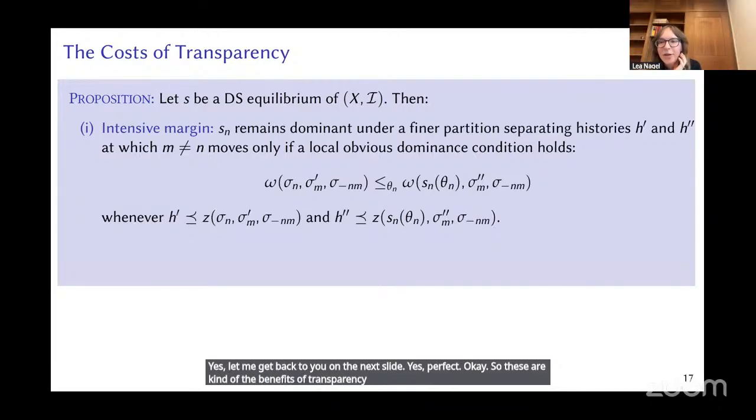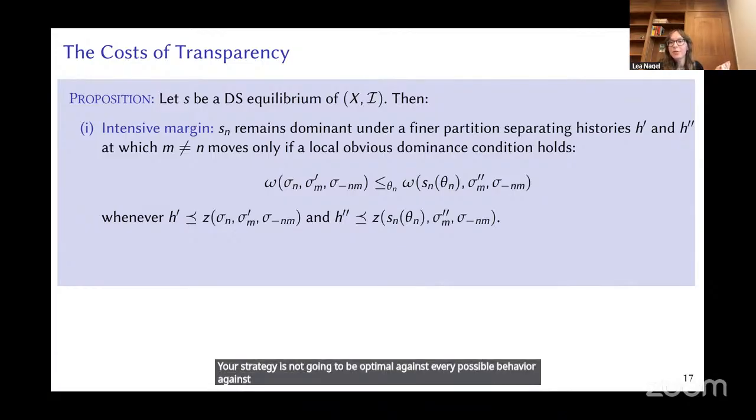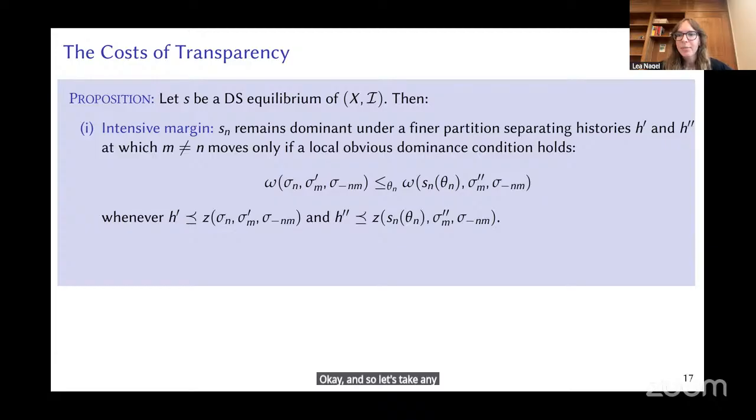And so let's think about the cost of transparency, which is the fact that as you increase transparency, you increase the set of behaviors. In general, this means that potentially your strategy is not going to be optimal against every possible behavior of the others anymore, because they just have more of them, right? Okay, and so let's take any dominant strategy equilibrium of some mechanism. And we're going to have two results.